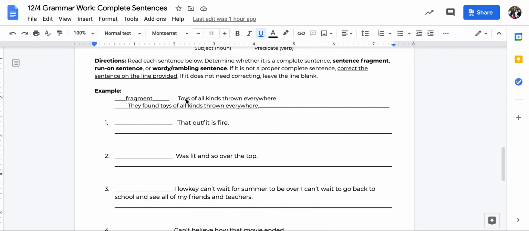So here's an example. Okay, the toys of all kinds thrown everywhere. Is that a complete sentence? No. Toys of all kinds thrown everywhere. This is a fragment. Okay, I know that this is the subject, toys. The predicate, what are they doing? Well, they've been thrown everywhere, but it doesn't give me the complete thought. So I could say they found toys of all kinds thrown everywhere, and so I corrected it on this line.